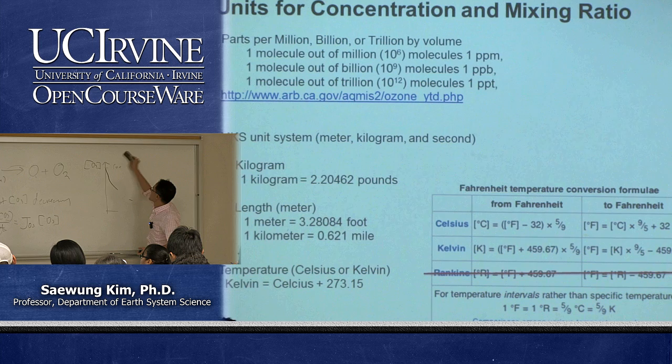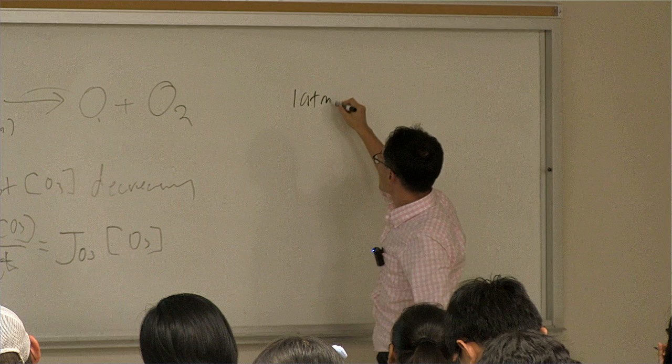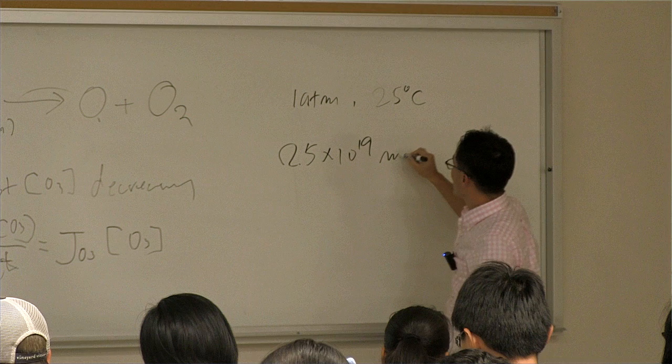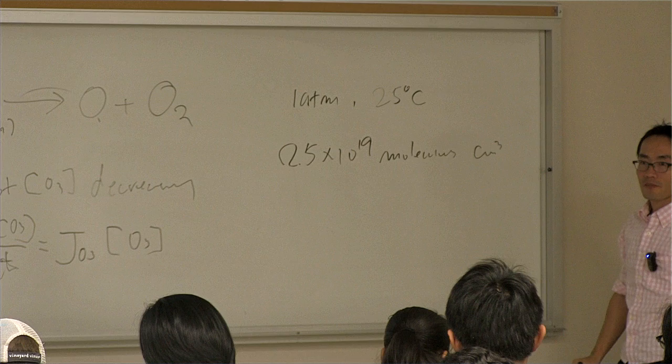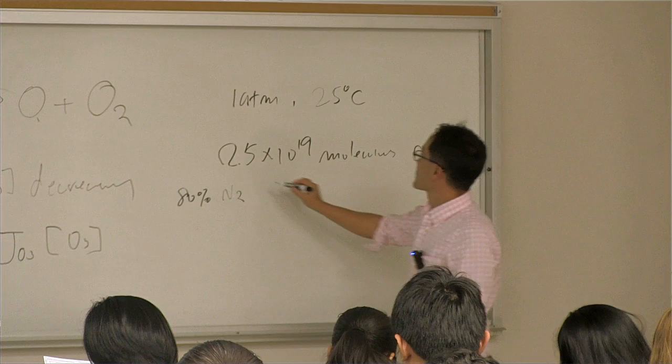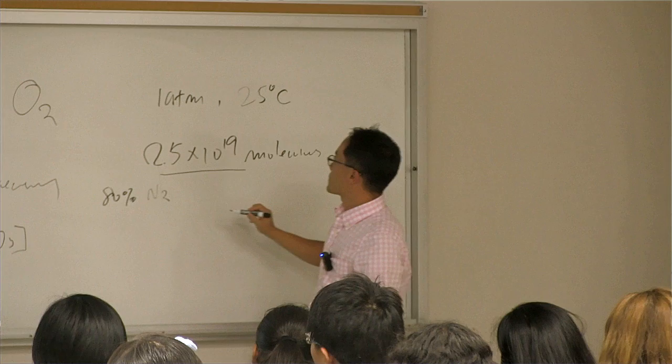Again, I explained that at one atmosphere pressure and 25 degrees Celsius, there are about 2.5 times 10 to the 19 molecules in 1 cubic centimeter, right? And then about 80%, let's just say 80% is nitrogen, right? Then out of this, how many are nitrogen? So basically 0.8, right?